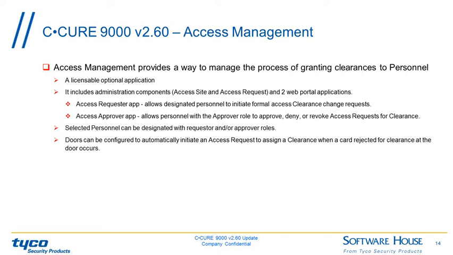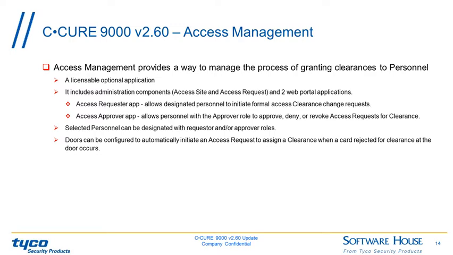Okay, then we'll move on to the new web application that's going to be part of 260. This is called Access Management, and what it does is provide a mechanism or a process for granting clearances to personnel. We'll talk about what that means, because this could be a fairly big change for an organization. It could give them a good orderly process for doing this, but on the other hand, there are also some adjustments to the way that you configure clearances that might mean some changes for them.